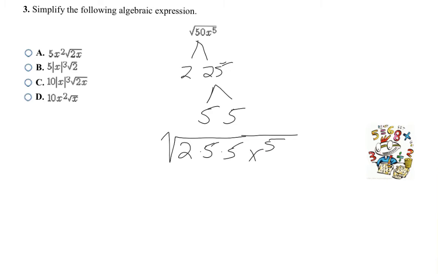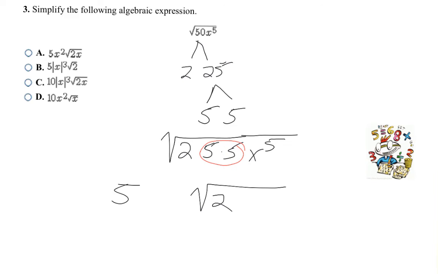So I'm still going to do the prime factorization with the numbers though. So I'm going to circle the 5s because they're a pair. And that means I'm going to have one 5 that comes out of the square root. And this time I'm going to have that 2 stay underneath the square root.